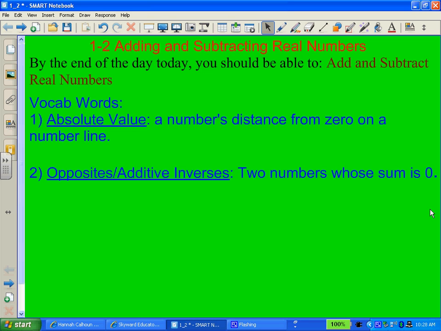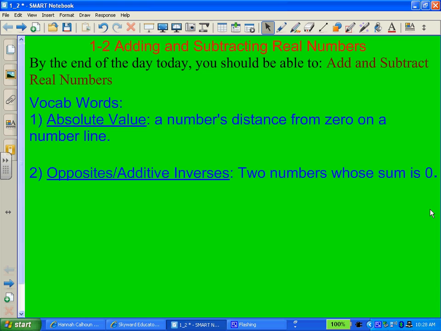Today's lesson is 1-2, and it's about adding and subtracting real numbers. So by the end of you watching this video, we want you to be able to add and subtract real numbers. Now I know that you did this last year as well, so this should be a review. But again, I found out that kids forget a lot over the summer, and that we need some more work on this topic. So 1-2, adding and subtracting real numbers.